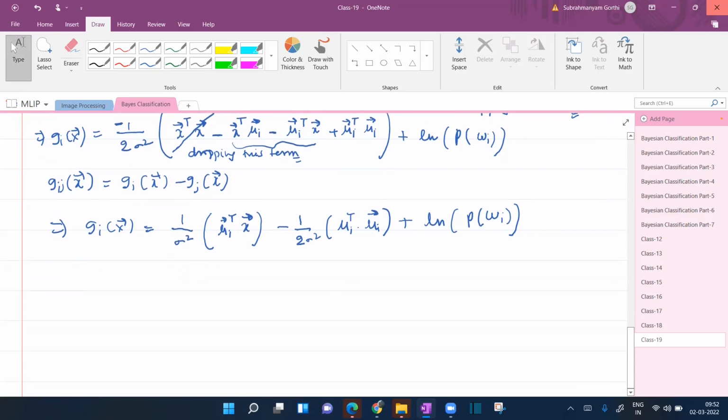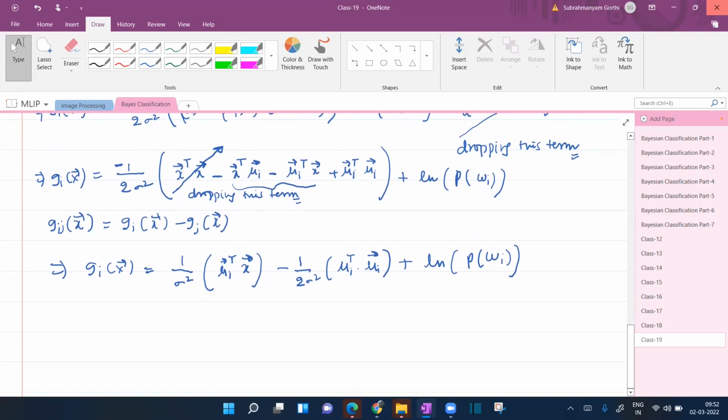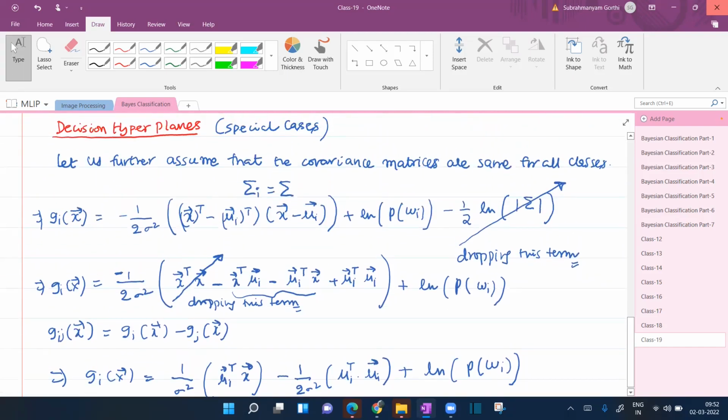There's a question, sir. Yes, please. Why could we not remove this X bar transpose X bar in the previous expression which we had got for GI of X bar? There also it was the very same. Good question. Very good question. Can anybody try answering this question? I thought somebody would ask this question. I'm glad you asked it. Why did we not remove this expression earlier? Why are we only deleting this expression now? Is it because sigma I is not equal to sigma j, sir? Very good.